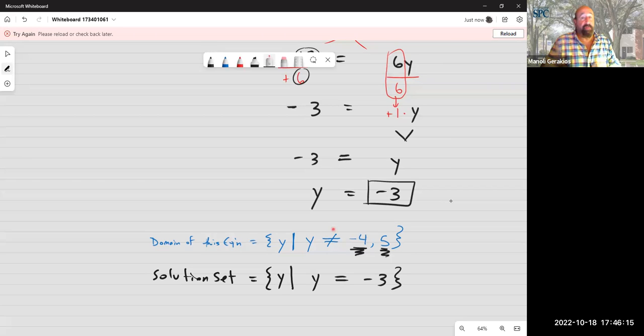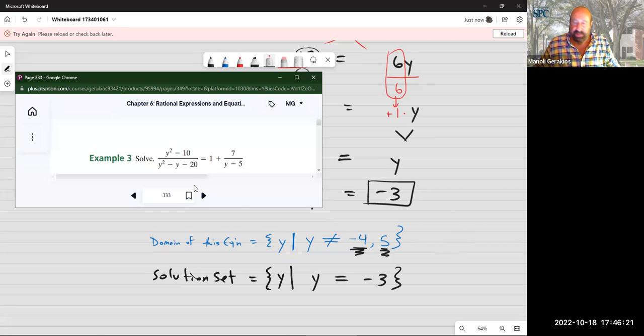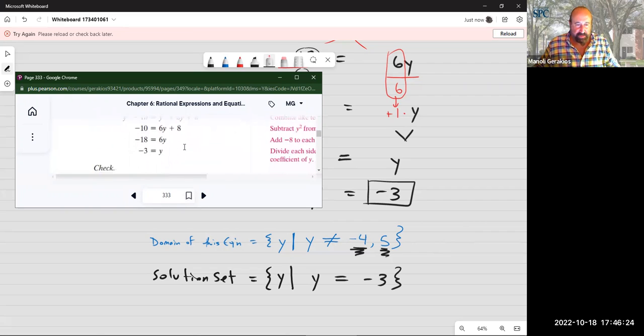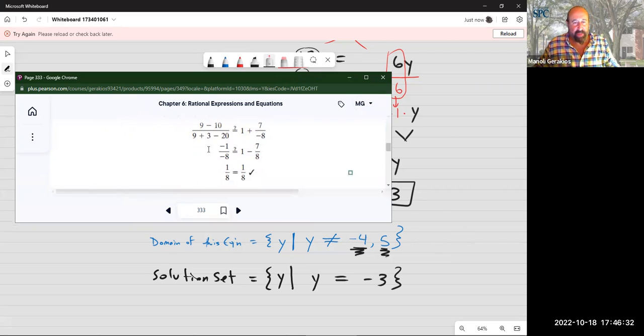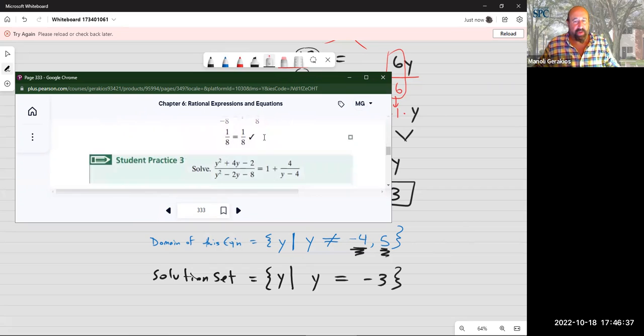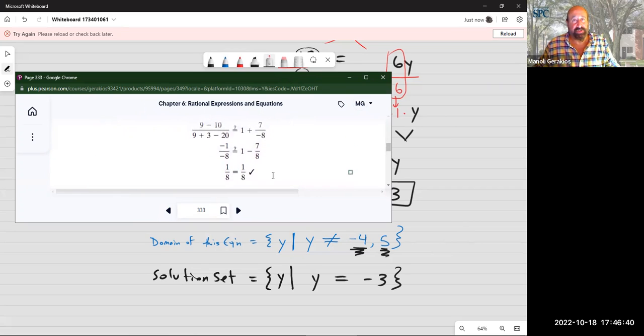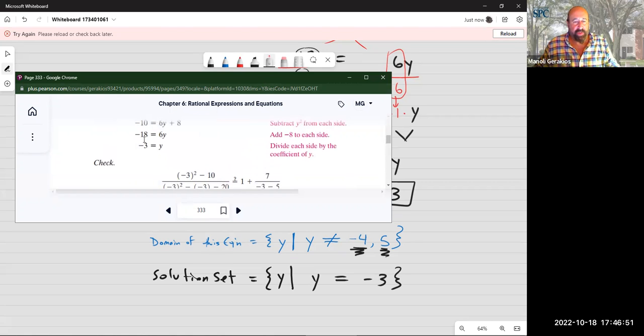Let's take a quick peek at the book's check and see if they agree. Does y equal -3? It sure does. So look, here's their check step. See how when you put -3 in place of the variable everywhere, on the left and right sides of the equation, we get 1/8 equals 1/8. That's what a solution is supposed to do, not cause undefined like division by 0. Everything turned out great. It's beautiful. So we can answer the problem with confidence, -3. We and the book agree.